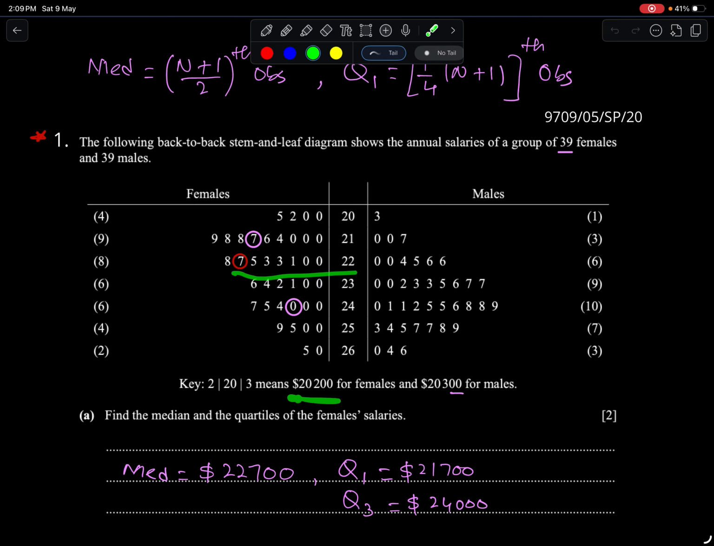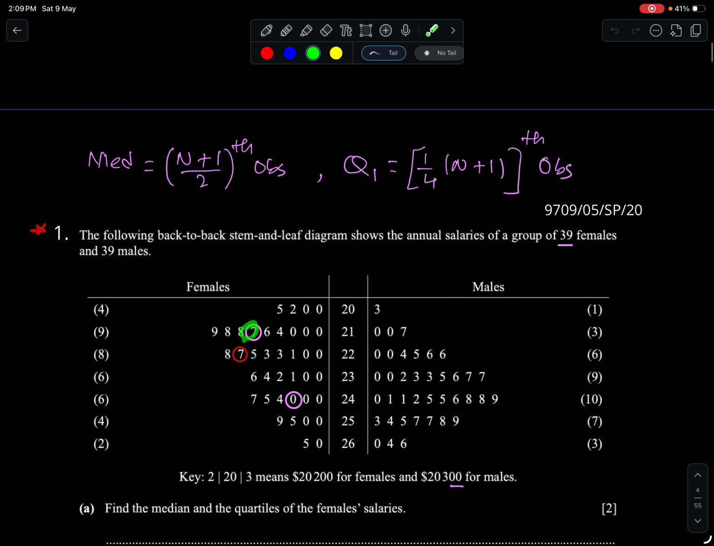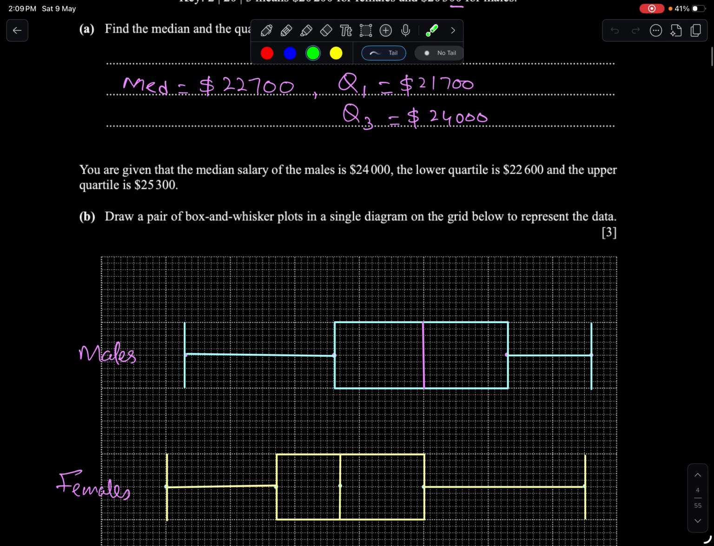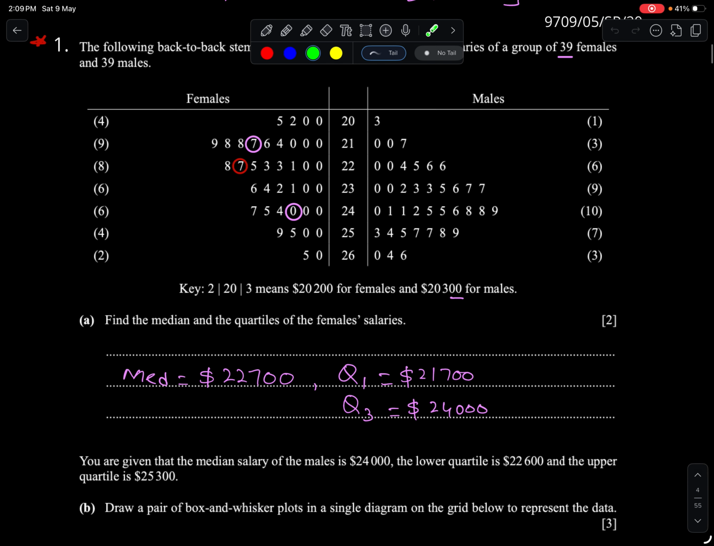2 to 7, check the unit, 00. This means thousands. 20,300, 20,200. So 22,700. For Q1, write 39 here. So 39 plus 1 is 40, divided by 4, 10th observation. This is the 10th observation, 21,700. Similarly, get Q3. Now, box plot. For a box plot, it's compulsory to label the axis. Salaries in 100.